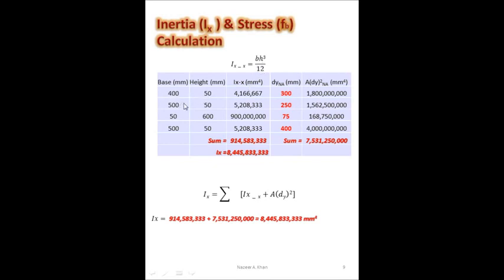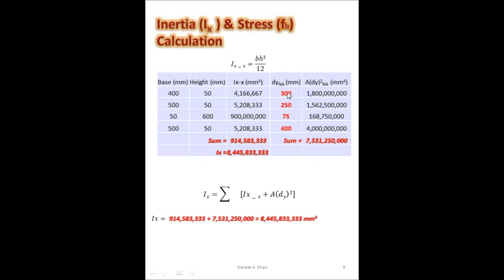I've defined the base and height of each one of the shapes right here. So I'm going to take the base times 50 cubed divided by 12. It'll give me 4,166,667. And that is what I do all the way down. I'm going to summate that, and that value will come right here in this formula.